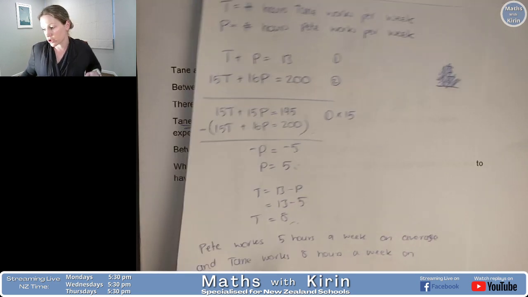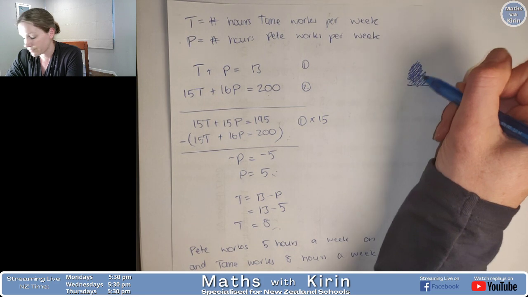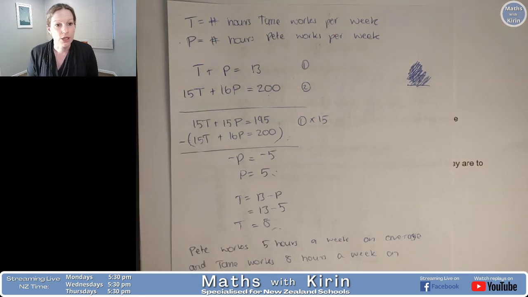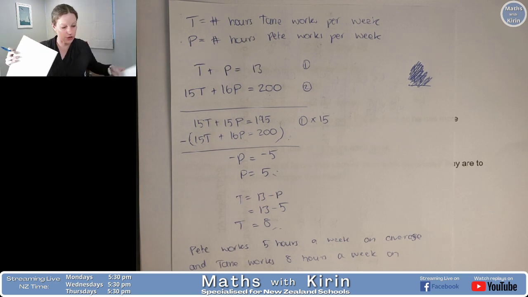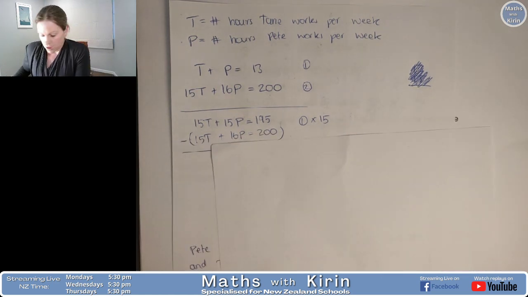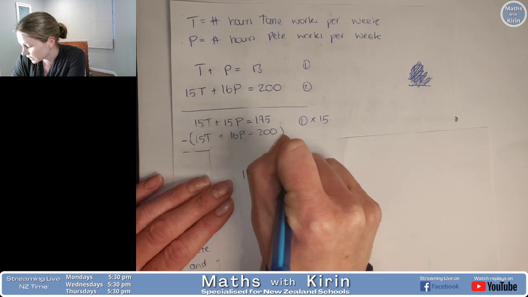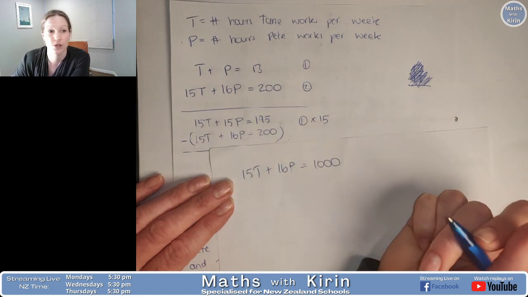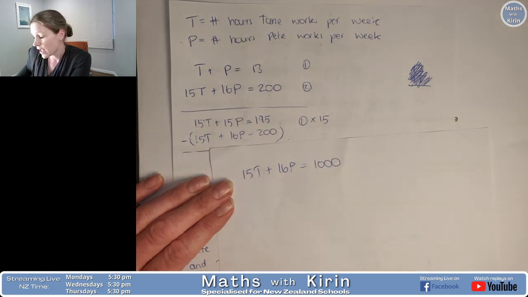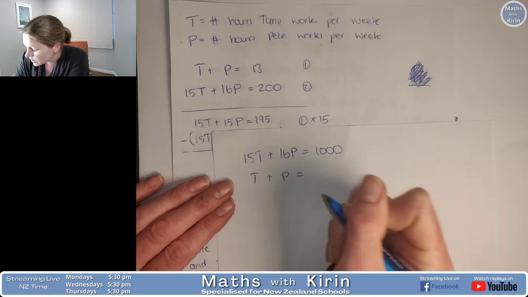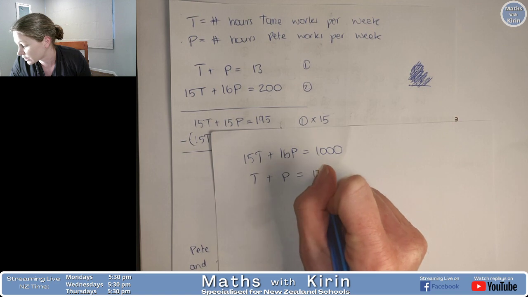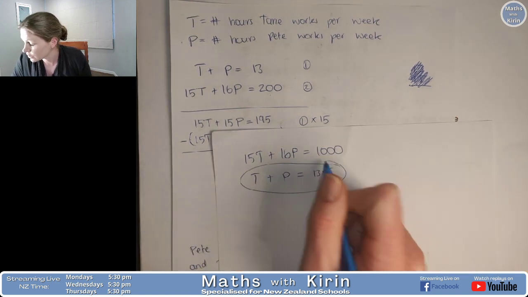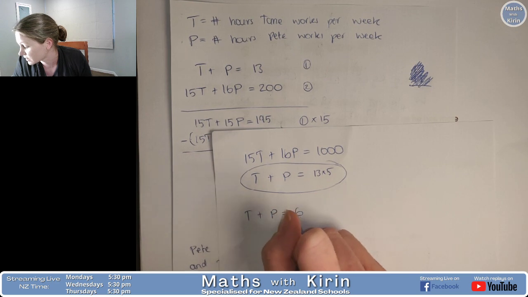Okay. The other way that you could solve this equation is, instead of thinking about it in terms of per week, you might do it for all 5 weeks. So if you do that, your equation will change slightly. So you would still have your 15t plus 16p, but that would equal 1,000 because we're thinking of over the 5 weeks. And your t plus p, the total number of hours that they work in 5 weeks would be 13 times 5. So this equation here would change to t plus p equals 65.